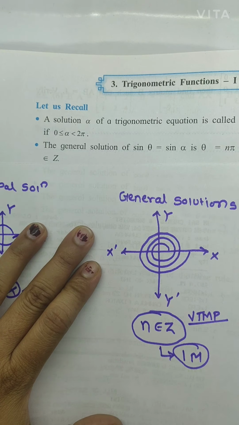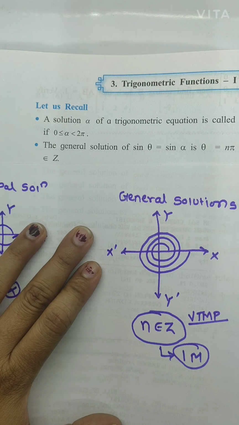If you solved the whole problem and only missed writing n belongs to z, then one mark will be cut here. So you have to write n belongs to z while you are writing the solution of that problem in the form of a general solution.